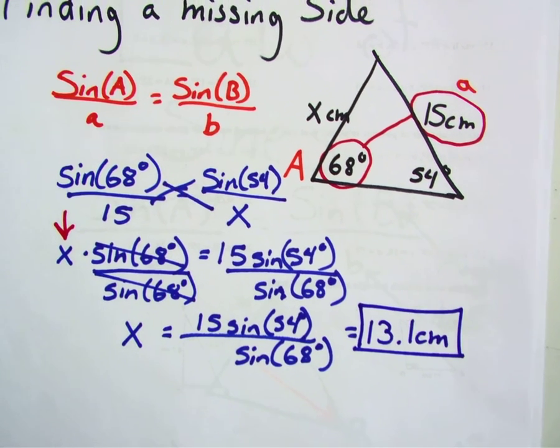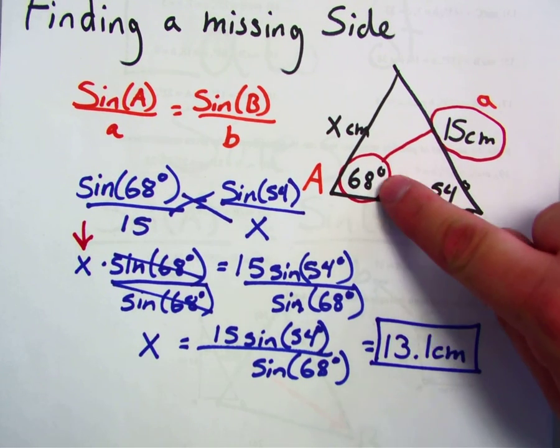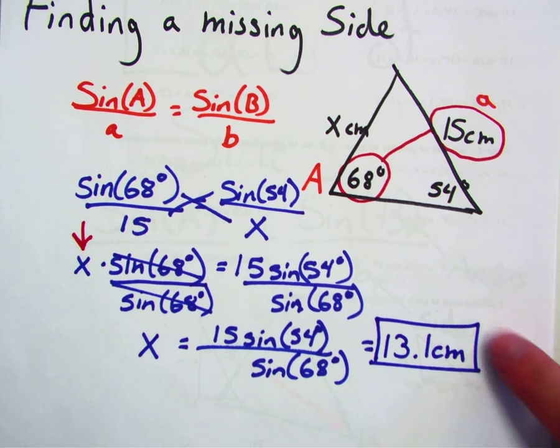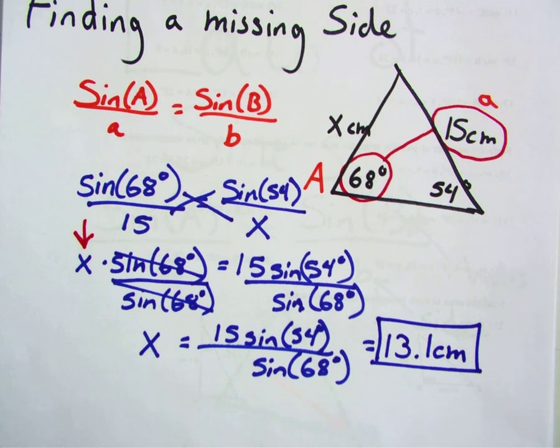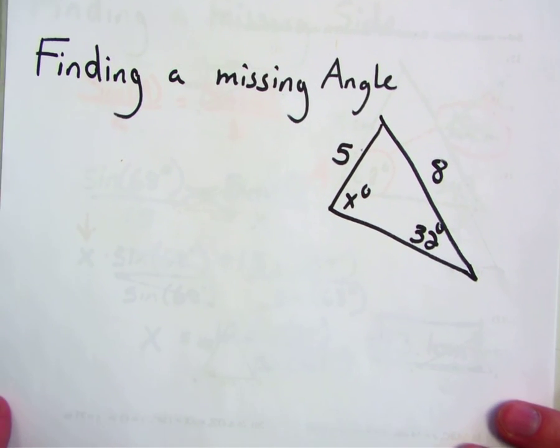And that's all there is to finding a side. As long as you have the opposite angle and another pair, you can find a side using the law of sines. So next up, let's take a look at finding an angle. A lot of people find this a little bit harder, but it always starts the exact same way.